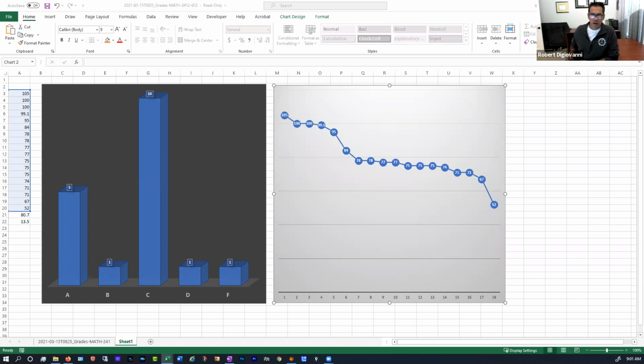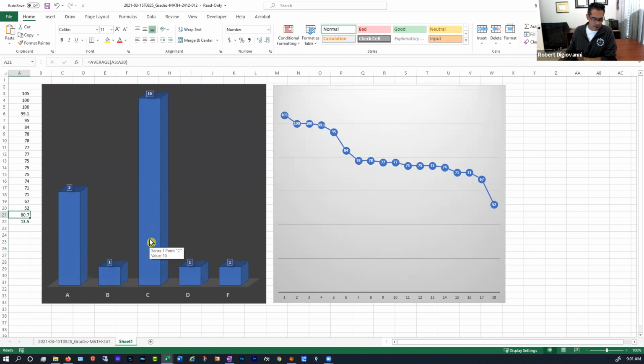I think we finished off by taking a test right before spring break. So just to review the grades, the class average was an 80.7, so almost an 81. And we had 5 A's, 1 B, 10 C's, 1 D, 1 F. And these are the actual grades. So the highest grade in the class was a 105, and the lowest grade was a 52.